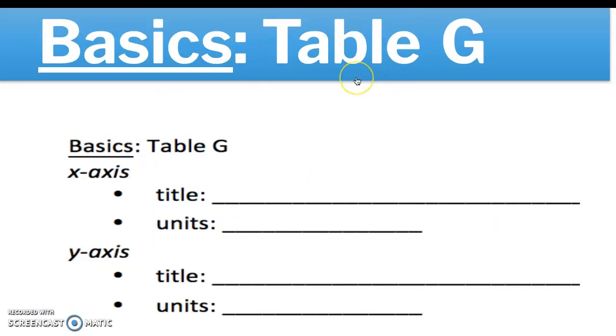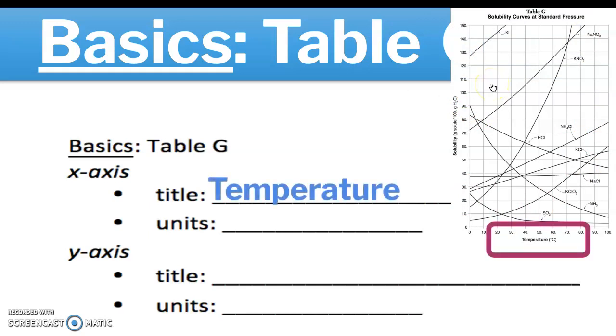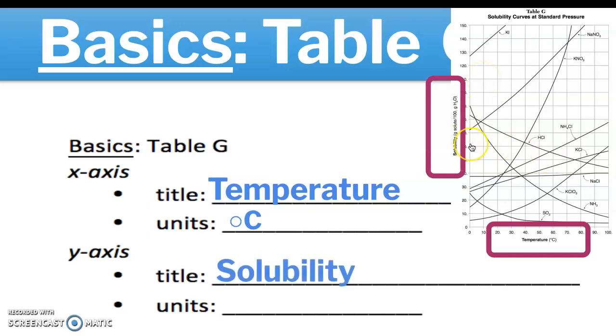So, basics of Table G. Table G is going to allow us to understand whether a solution is saturated, supersaturated, or unsaturated. But before we get into that, we'll just look at Table G. The title of Table G is Table G. The title of the x-axis is temperature, and the units are degrees Celsius. This is going to be very important to note when answering questions. The title of the y-axis is solubility, so again, how well the solute dissolves in the solvent, and the units are grams of solute per 100 grams of water. All of the solutions we're going to look at are aqueous solutions, which means they are mixed with water.